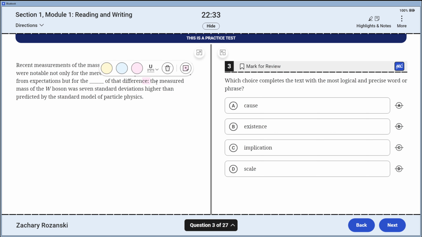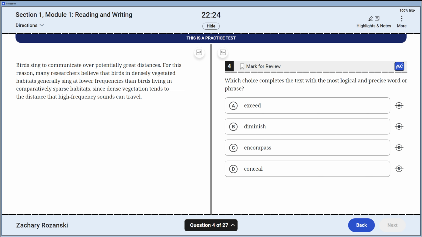D. As I look for this one, I've got the easy context clue, or signal element, that's going to inspire some sort of context clue on this side. The measured mass of the W boson is 7 standard deviations higher. It's way bigger. Scale is going to be my answer for this one.